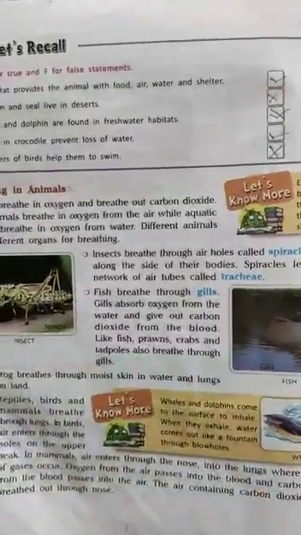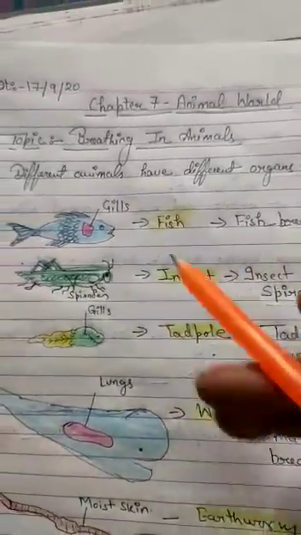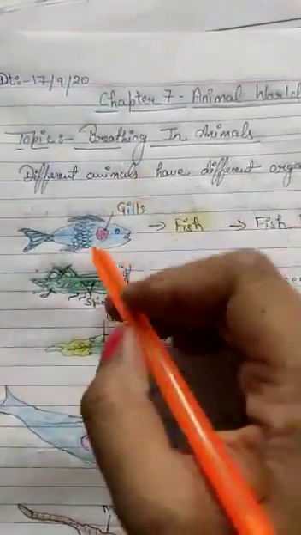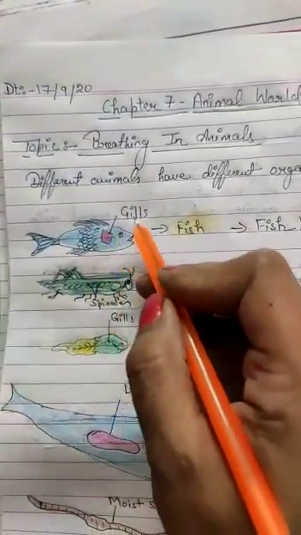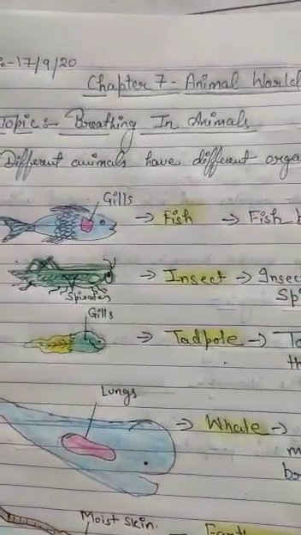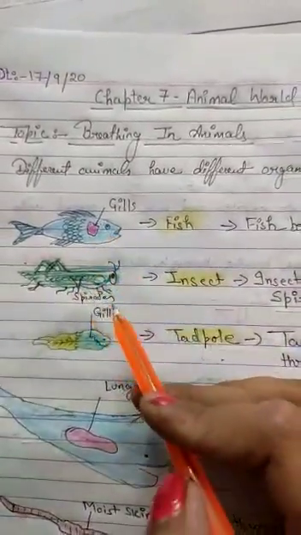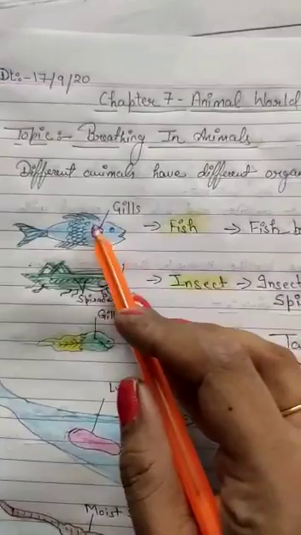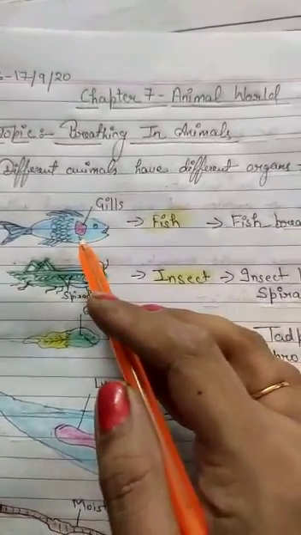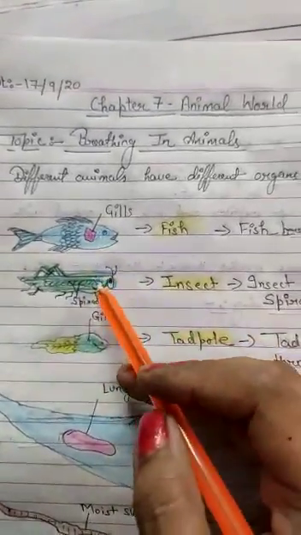Now I have made one diagram of fish through which you can understand easily. Here you can see the diagram of a fish. The organ which is red in color is called gill. Gill plays a very important role in the fish body because it helps in the breathing of the fish. Basically, gill is an organ that is richly supplied with blood vessels. Means blood vessels are there in the gills.